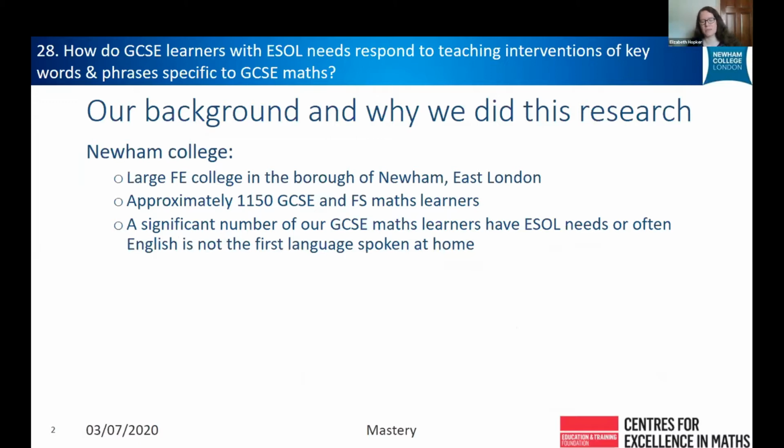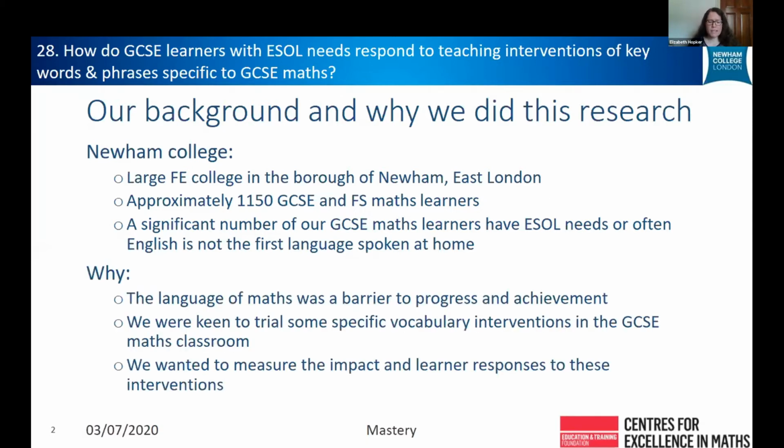So we have significant problems with poverty and inequality, and one of the youngest populations of the boroughs in the UK. We have approximately 1,150 GCSE and FS maths learners, and a significant number of our GCSE maths learners have ESOL needs, or often, if they don't have English as a second language themselves, English is not necessarily the first language spoken at home. So they might have been born in the UK, but they have a different primary language at home. We also have significant numbers of students who have English as a first language, but they have GCSE English.